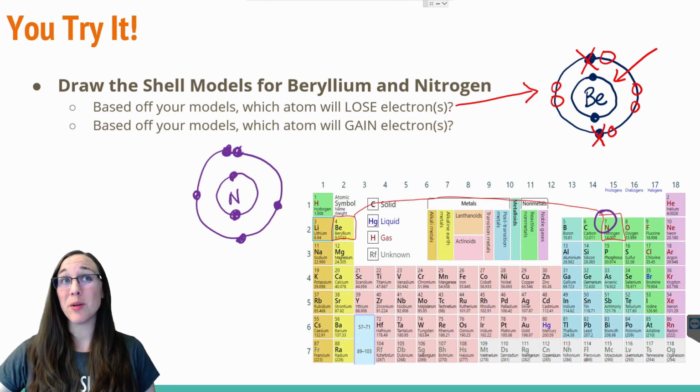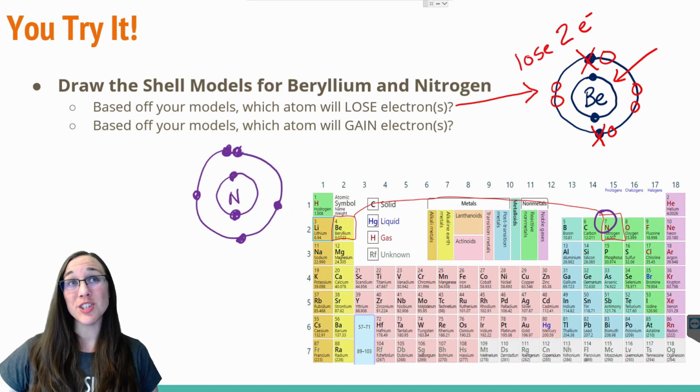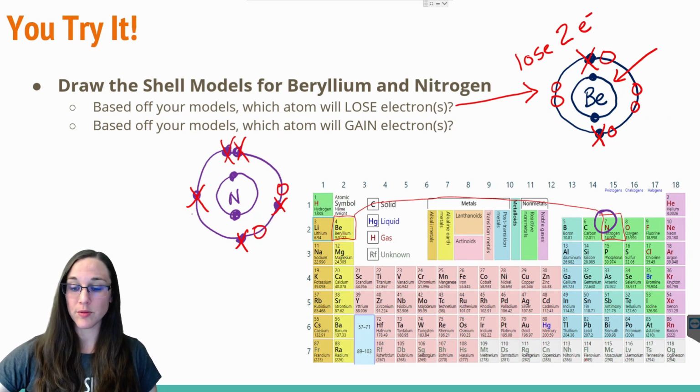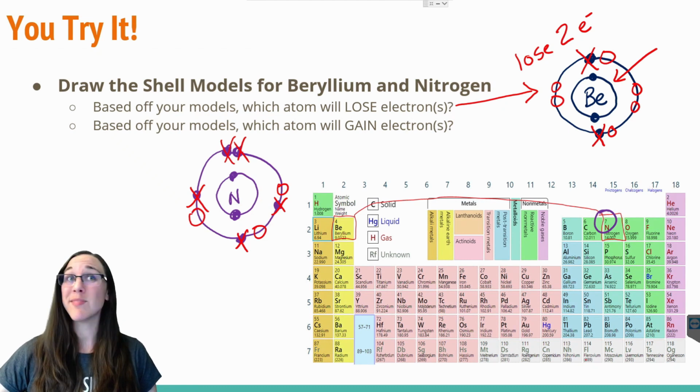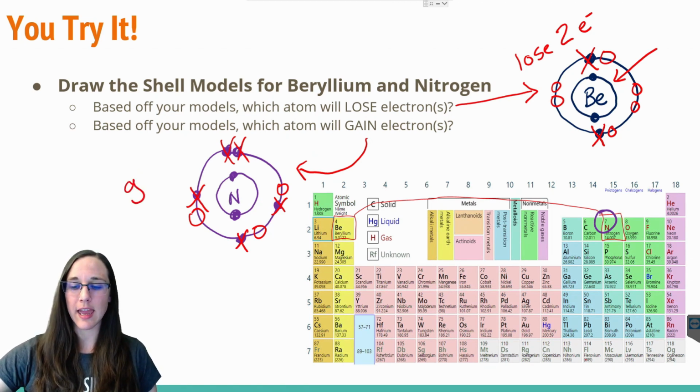And when it does so, it would have to lose 2. For nitrogen, we need to consider how many it would need to lose or gain. Nitrogen would need to lose 1, 2, 3, 4, 5 electrons in the outer shell, or it could just gain 1, 2, 3 to be like a noble gas. I think it'd be easier to gain 3 than to try and lose 5. So nitrogen in this case is going to be the one that gains electrons or wants to gain electrons. And in this case, it wants to gain 3.